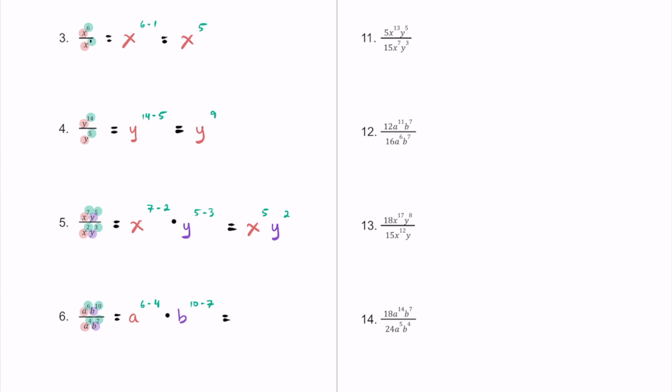So more simply put, we can say this is going to be a to the, and then 6 minus 4 is going to be 2, so 2nd power. And then let's see, for the b, we have b raised to the 10 minus 7 power, which is going to be 3. So that's going to be b to the 3rd power.